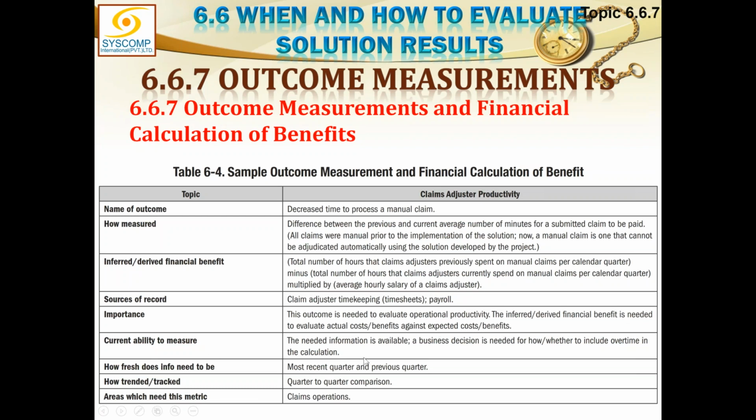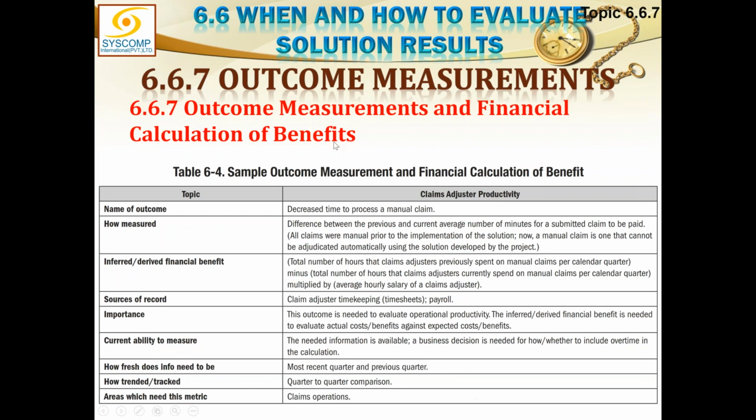Current ability to measure: the needed information is available. A business decision is needed on whether to include overtime in the calculation. How fresh does the information need to be? The most recent quarter or previous quarter. How is it trended and tracked? Quarter to quarter comparison. Areas which need this metric: claims operations.